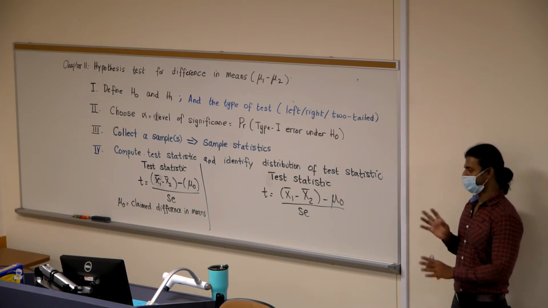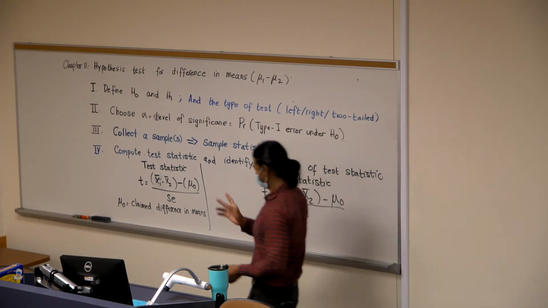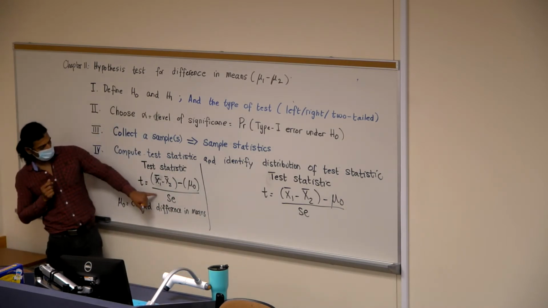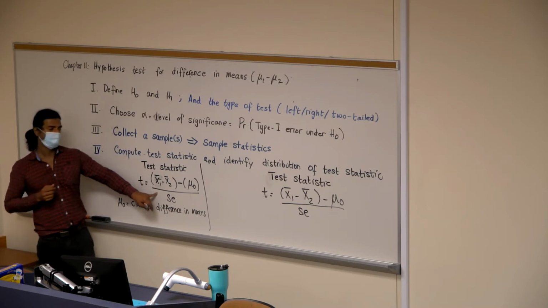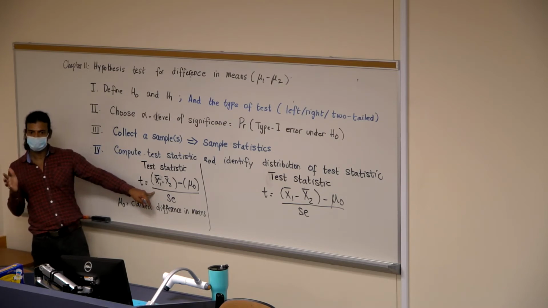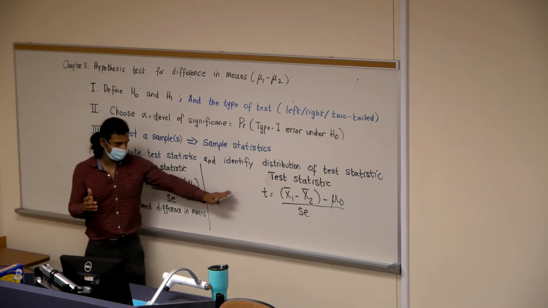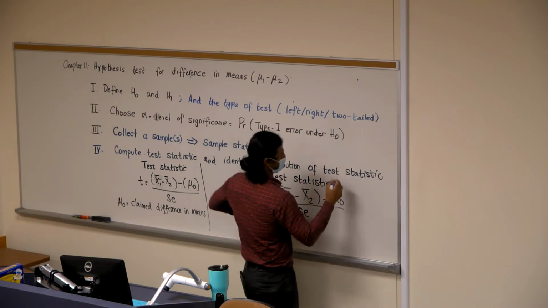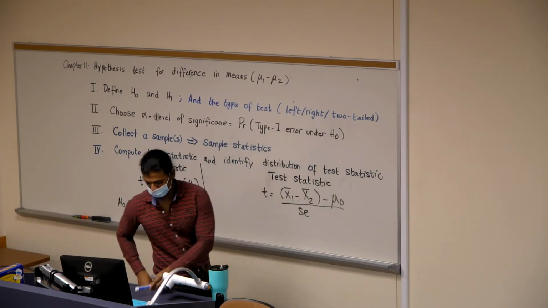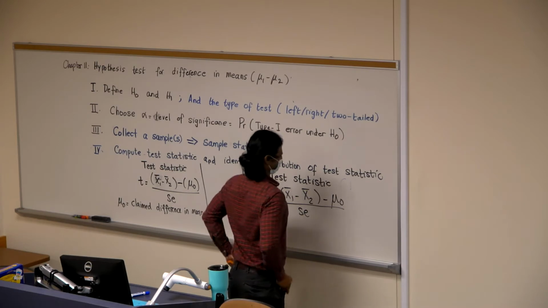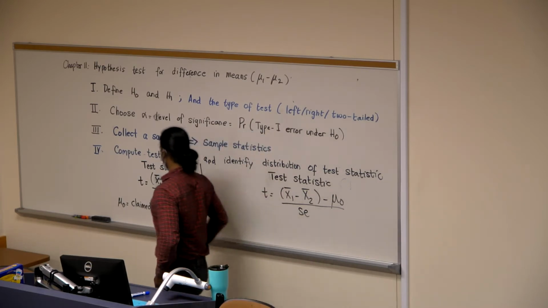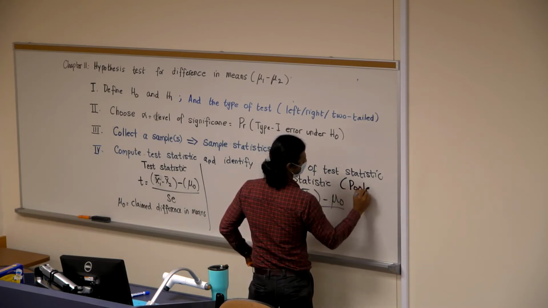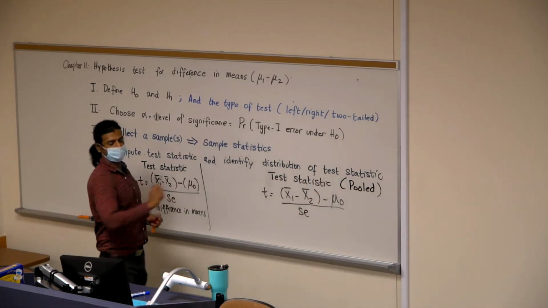But what is the difference then? The difference has to be in the standard error. So the formula for the standard error will change. The formula for the degrees of freedom will change. Good? That is the difference between these two. I'll just put that to be the pooled case.